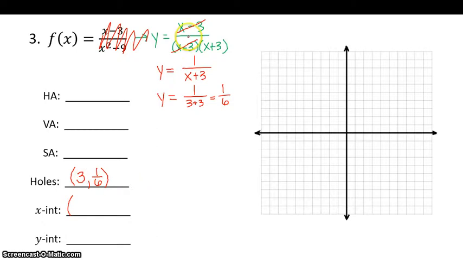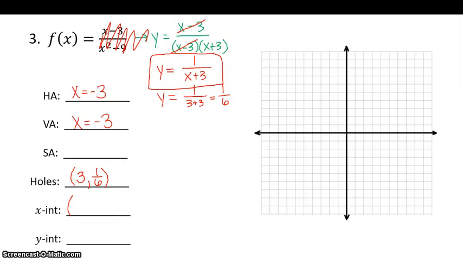Okay, so the 3 came from what we canceled out, and then I got the 1/6 by plugging it into what was left over, because this is now what we're going to use to find everything else. So vertical asymptote, look in the denominator. So x plus 3 is in the denominator. Your vertical asymptote should be x equals -3. Oh, sorry, I wrote that in the wrong spot, didn't I?